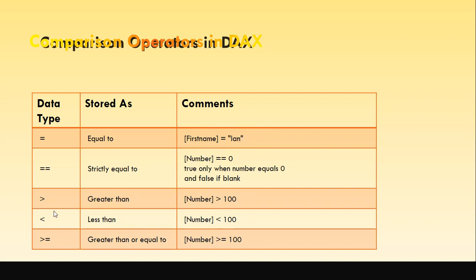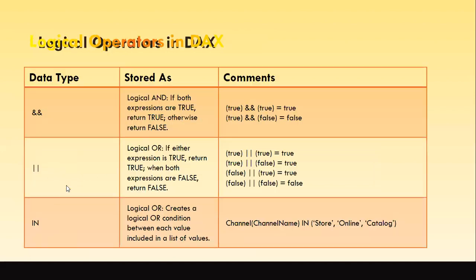The next one is the greater than, less than, or greater than or equal to. So if you want to check whether the given value is more than 100 or less than 100 or 100 or more than 100, you will use these. And the next one is the logical operators. The logical operators, the double ampersand, you need to use it here.